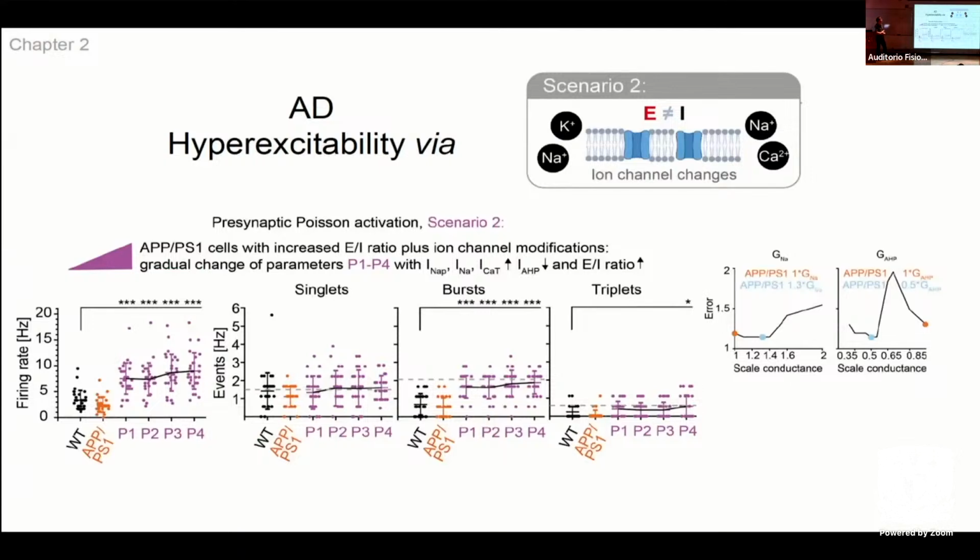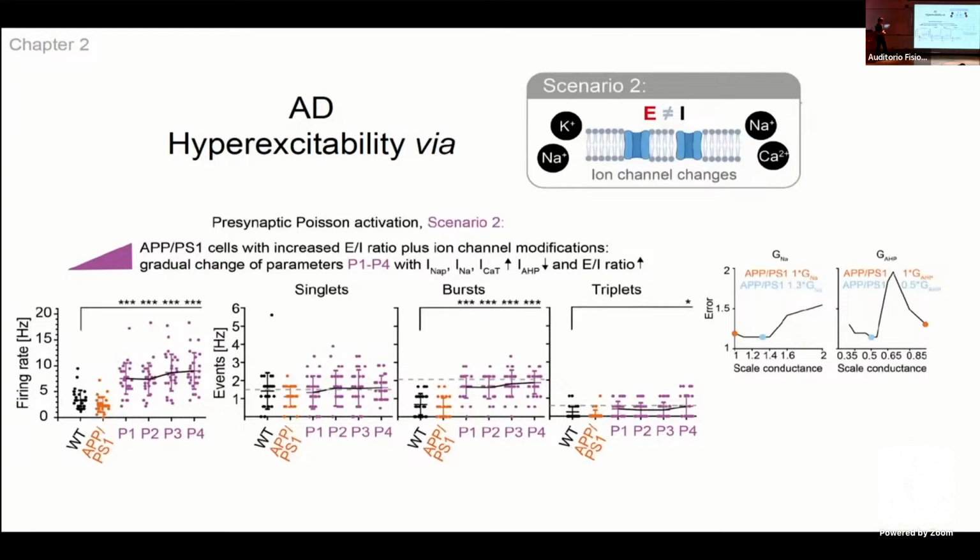On their own, only modifying the channels in the Alzheimer cells did not lead to the burst behavior. It also led to an increase in excitation. So we have an increase in the average firing rate, and we have an increase in the singlets, but not in the bursts. So only this combination of channels and EI imbalance then led also here again, this is parameter 3, to the best match.